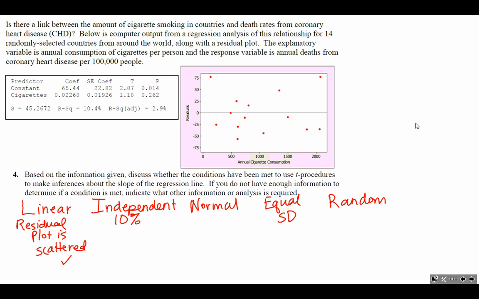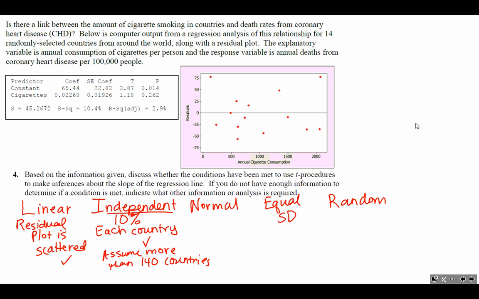Let's see what they specified in the actual answer key. They said observations for one country should be independent of observations for any other country. And then they say the population is finite, but there are more than 10 times 14, which is 140 countries in the world. So for independent, you would just say each country is independent, check. And then for 10%, we're going to assume more than 140 countries in the world. That meets the 10%, okay?